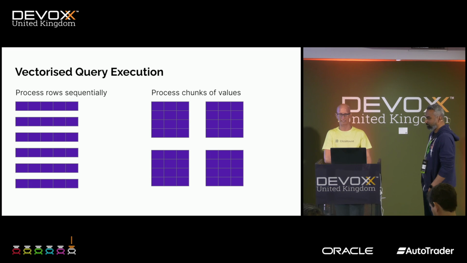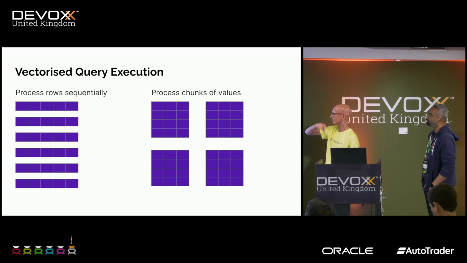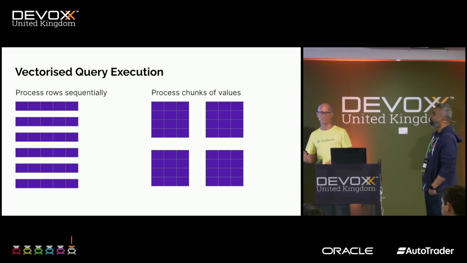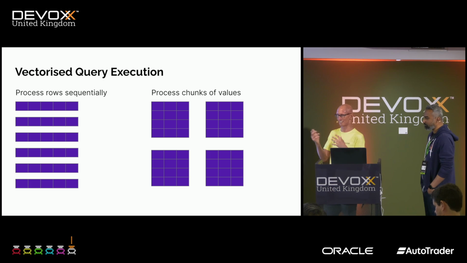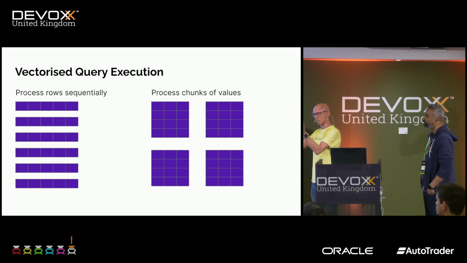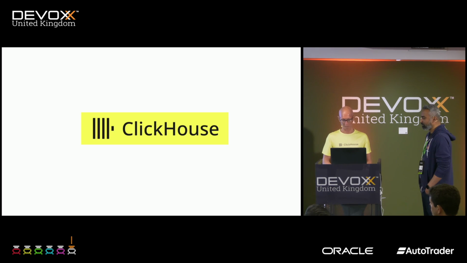And it uses something called vectorized query execution. Rather than processing each row sequentially, it takes chunks of the columns and processes those, applying any operations over them at the same time. I guess ClickHouse's thing is that it's able to do this very specific type of aggregation query very quickly. That's its reason for being.